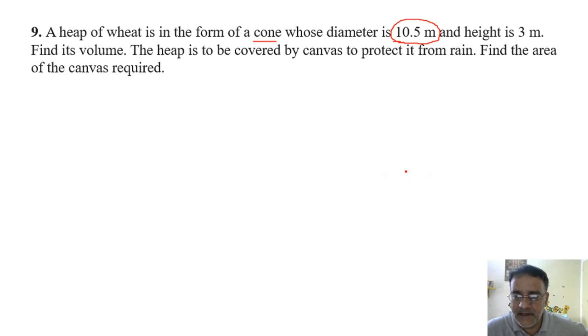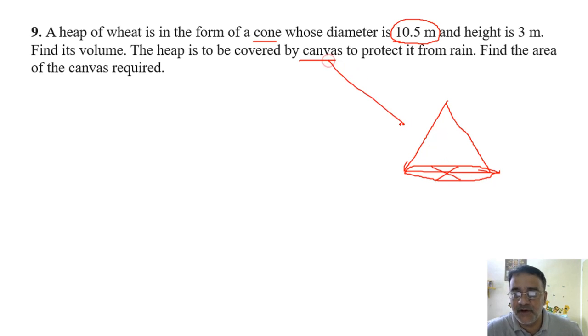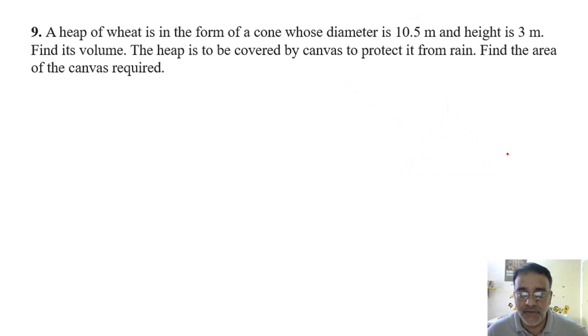Okay. अभी ध्यान से देखो, अगर मान लो यहाँ पे ये heap है, okay, and when we cover it by canvas, this part is not required, because this is the ground part. इसी के ऊपर पूरा wheat है ना, so this part is not required. So for canvas, what you have to find? Curved surface. Very good. Only curved surface area we have to find.